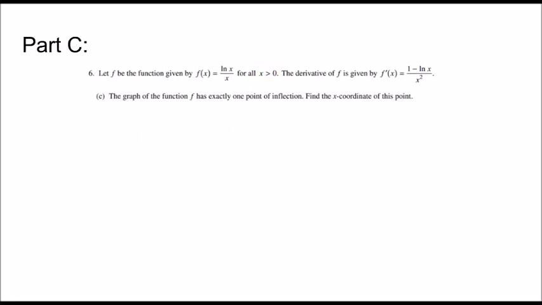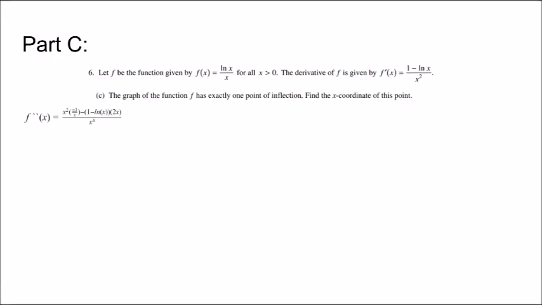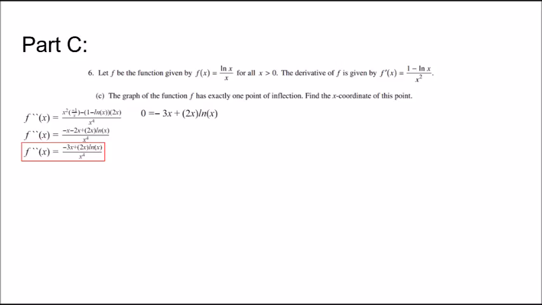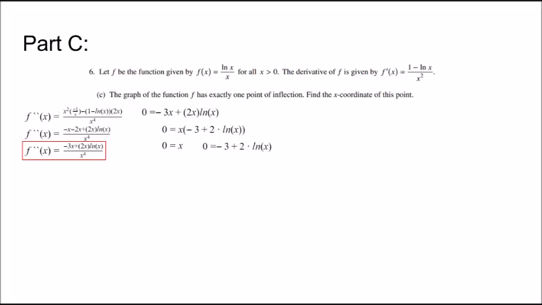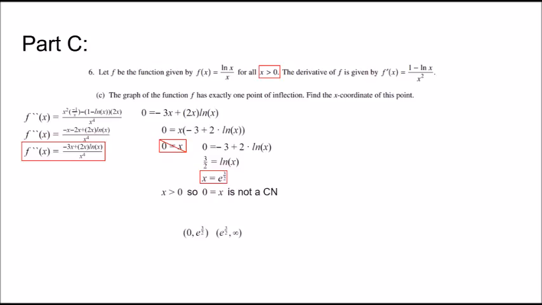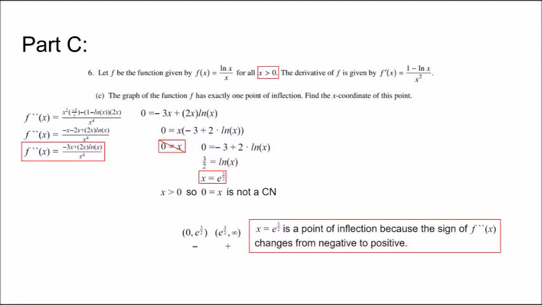Part C asks us to determine the point of inflection of f and find its x value. To do this, we must find the second derivative of f. Remember, we're going to have to use the quotient rule, low d high minus high d low, square the bottom, and away we go. And then we'll set it equal to 0 to determine possible values. Again, we are able to cancel out 0 since x has to be greater than 0. We find that there is a critical number at x equals e to the 3/2 since the sign of the second derivative changes from negative to positive. It is always good to justify our answer just in case the graders are looking for something specific, so always mention the change in sign.